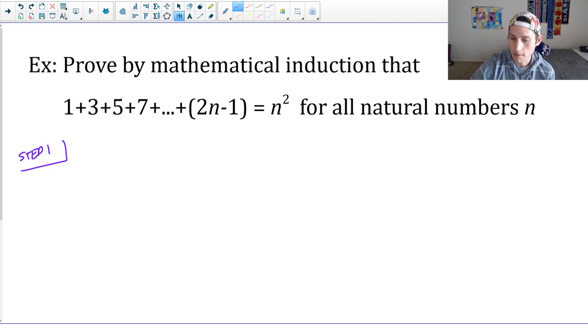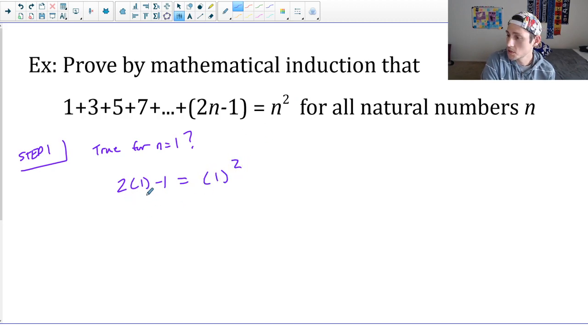So, step 1. Okay, step 1 is where we have to show, is it true for n equals 1? So that means we're just going to plug in 1. Right? So 2 times 1 minus 1. And then the other side should be 1 squared. 2 times 1 is 2. 2 minus 1 is 1. 1 squared is 1. Okay. So yes. We have shown that it is true at its most basic case.